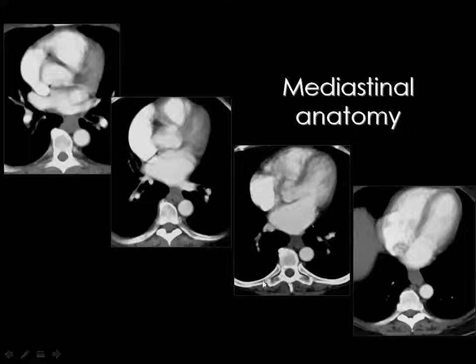Lower down, this is the left atrium, right ventricle, left ventricle. Lower down, this is the left atrium, right ventricle, left ventricle. And this is the entrance of the inferior vena cava into the right atrium. And here you can see the dome of the diaphragm and the liver.